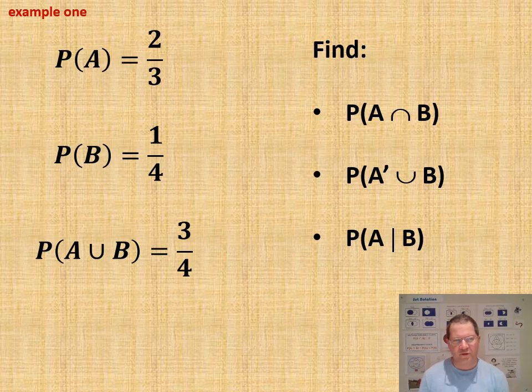We are going to finish off with 3 examples just to get the practice of this. So in example 1, we are told the probability of A is 2/3, the probability of B is 1/4, and the probability of A union B is 3/4. And we've been asked to find the intersection of A and B, the union of not A and B, and the probability of A given B.